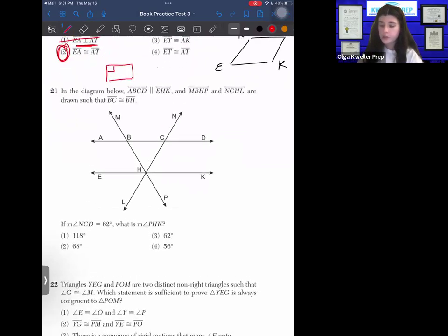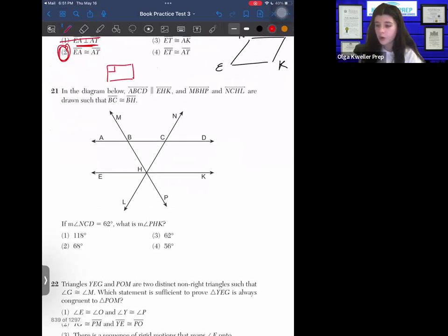Okay, next one, number 21. We've got this diagram below. Okay, we've got parallel lines, which we've worked with before, right? I drew you guys out that diagram, so we might have to use some of those rules here. And then they tell us that BC is equal to BH. So I would just mark that on my diagram that these two are equivalent. As soon as you know that two sides are equivalent, you also know that the angles opposite them are equivalent, right? Because as soon as you have an isosceles triangle, you know by definition that not just the two sides are equal, but the two angles are equal as well.